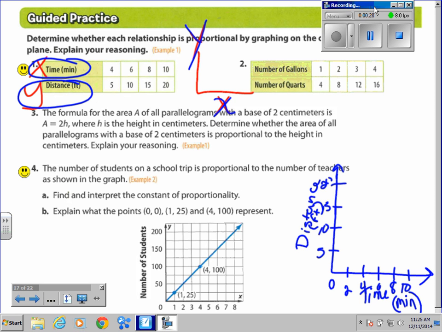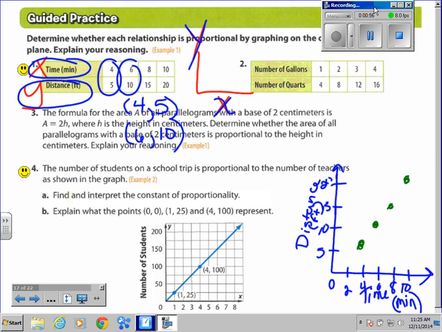So again, what this really is saying is 4, 5. This is really 6, 10, and so on. So over 4, up 5 is right here. Over 6, up 10 is right here. Over 8, up 15. And over 10, up 20.